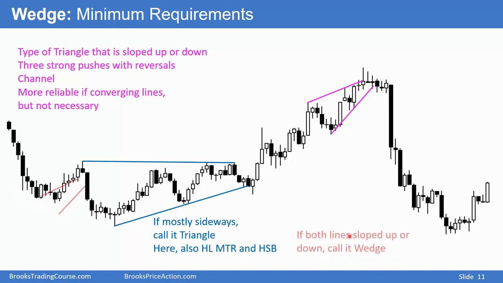If you have a channel, you have a pair of lines. If they're sloped up, it's a wedge, and it can be a bear flag in a bear trend, or it can be a top in a bull trend.